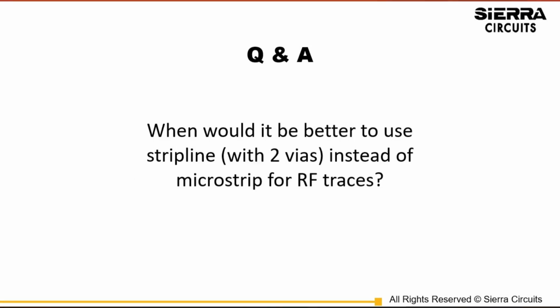We have another question. When would it be better to use strip line with 2 vias instead of microstrip for RF traces? I would not recommend strip line with 2 vias. Normally the RF traces for the antenna chip should be on the same surface as the antenna chip.